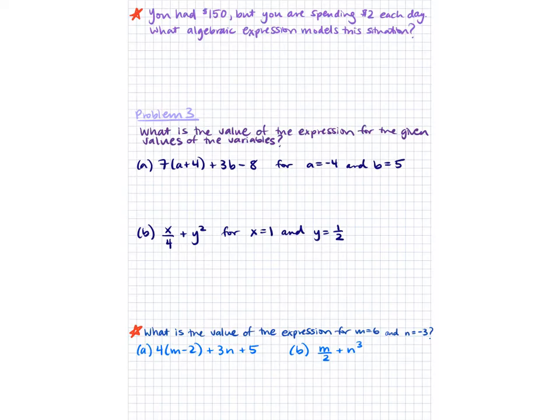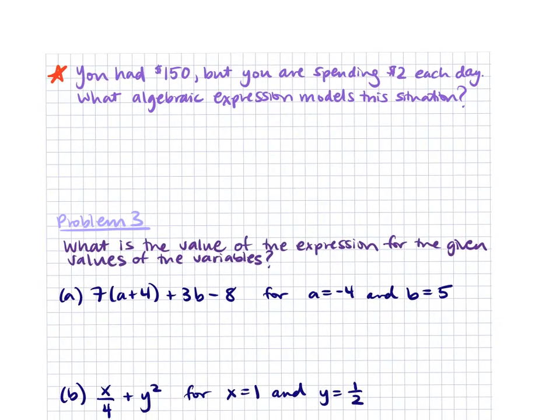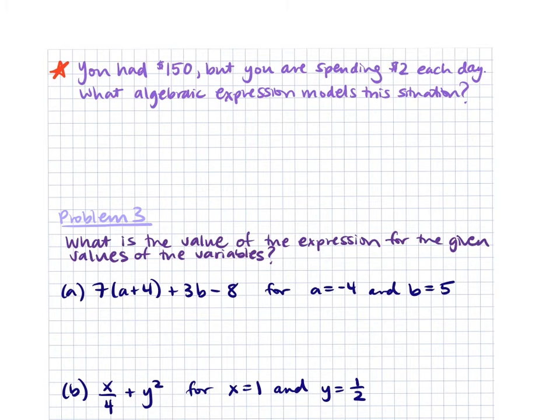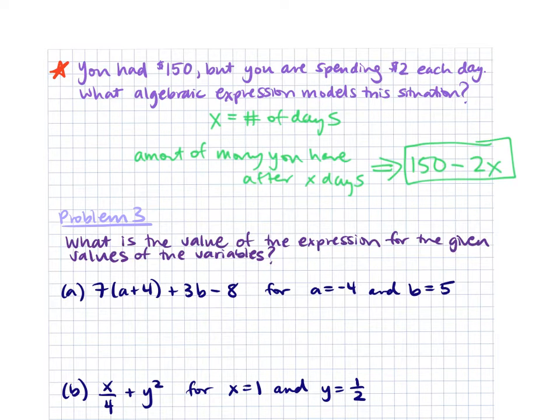There's going to be one here for you to try. You have $150, but you're spending $2 each day. What algebraic expression models this situation? Press pause, try this one on your own, and then check back for the solution. In this example, again, each day, the number of days is changing, so that's going to be my variable X. The situation is the amount of money you have after X days. This expression can be written: you have 150, and each day you subtract 2. However many days that is, it's 2 times that number of days, and you subtract it from the 150, because you're spending, which means minus.